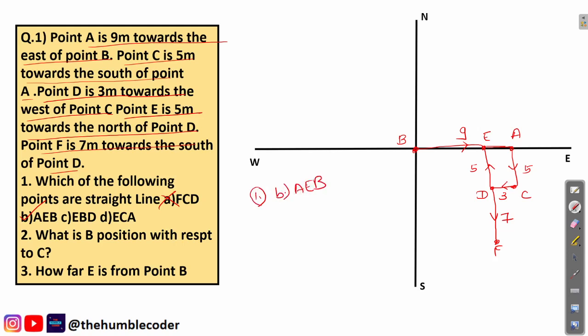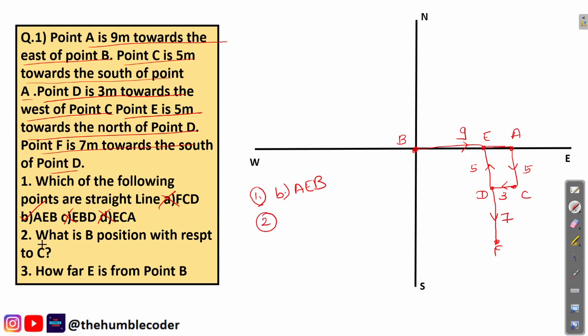Now let's check the remaining options also. EBD, so E, then we have B, and then D. So EBD is not a straight line. Then ECA is also not a straight line. So the correct answer for the first question is option number B.